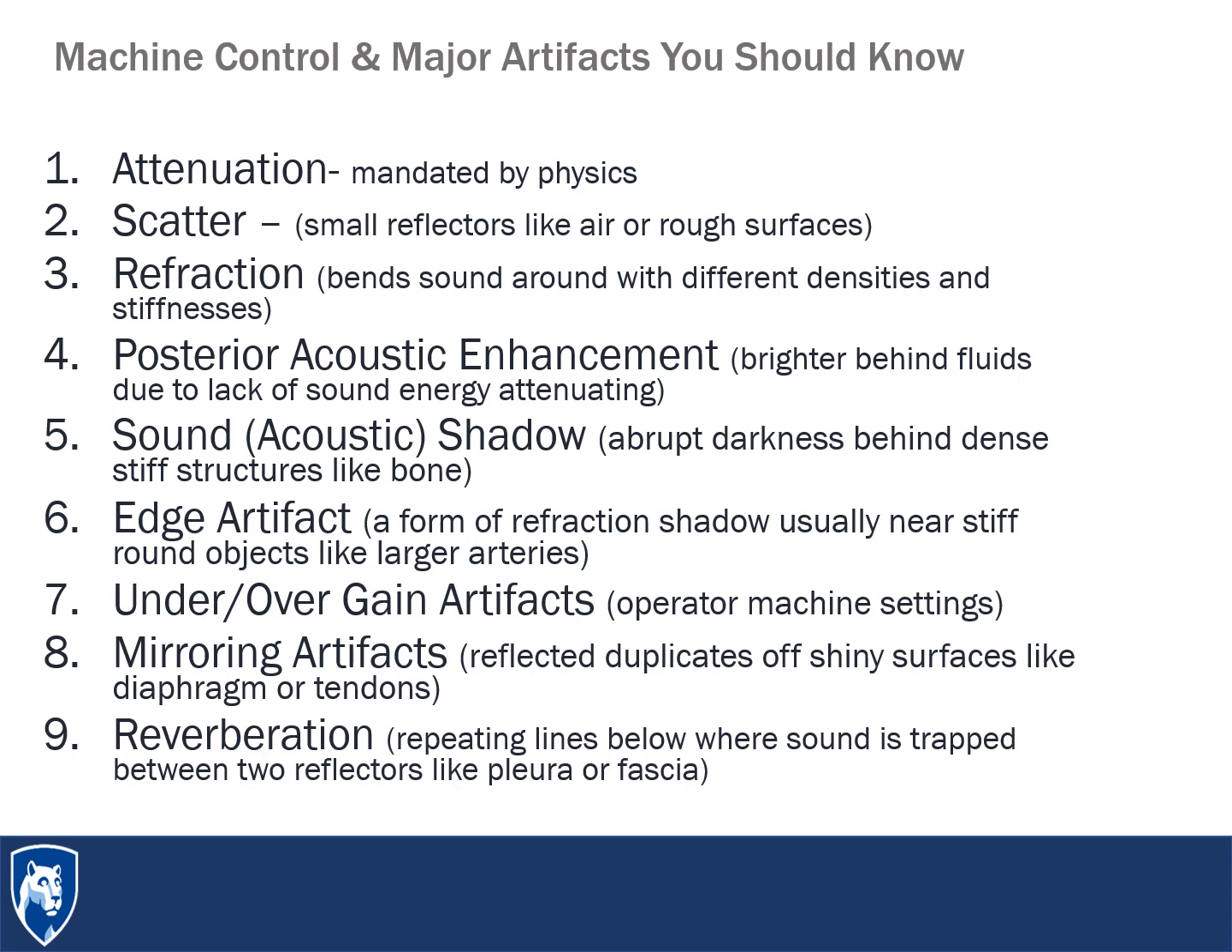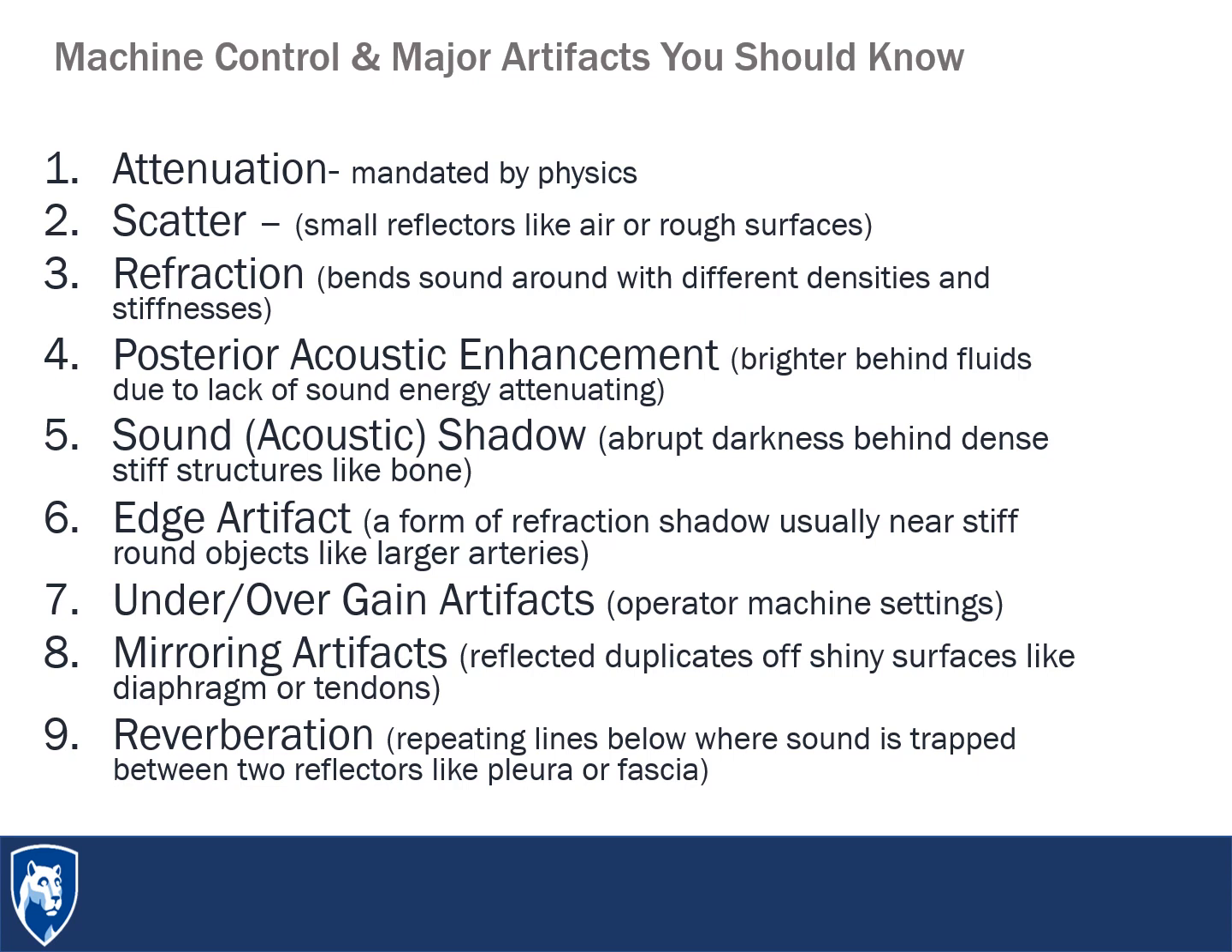and the darker the signal, the more attenuation that it's gone through. Scatter is associated with small reflectors like air or maybe a rough surface on a structure. Refraction is going to be bending sound, just like it is with light when you refract light. Posterior acoustic enhancement means that it's actually brighter behind where fluids sit due to the lack of sound energy that's being attenuated through that fluid, because there's a very consistent interface of stiffness and density in that tissue.